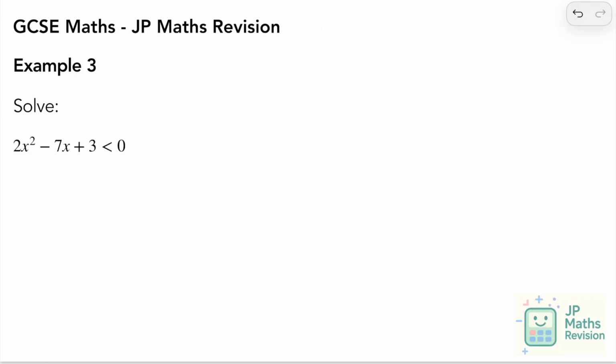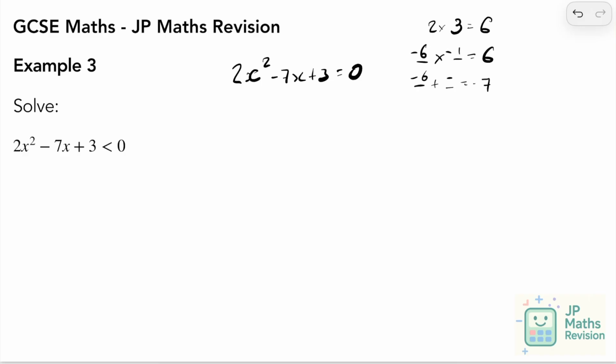Here's another example. Again, firstly, I'm going to start off by finding my critical values. This time I'm finding the values of x for which 2x squared minus 7x plus 3 equals 0. Then I'm going to do 2 times 3 because this is non-monic, so I'm factorising a non-monic quadratic. 2 times 3 is 6, and I'm thinking of the two numbers that multiply to 6 and add to minus 7. Here we have minus 6 and minus 1. And then I'm going to rewrite it as 2x squared minus 6x minus 1x plus 3.